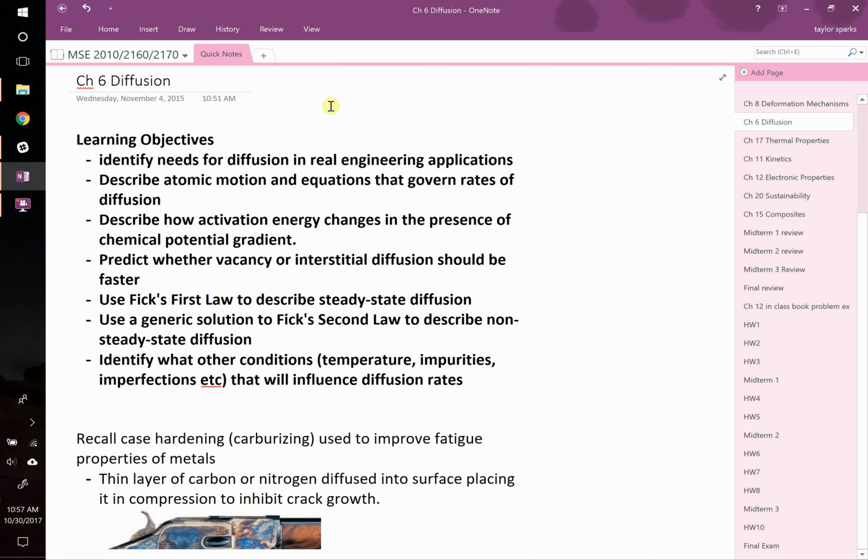We'll predict whether vacancy or interstitial diffusion is faster. And eventually, at the end of class, we're going to get to Fick's first law and Fick's second law to actually describe diffusion under different conditions, one being steady state and one being non-steady state conditions. And if we have time, we'll get into some other conditions.